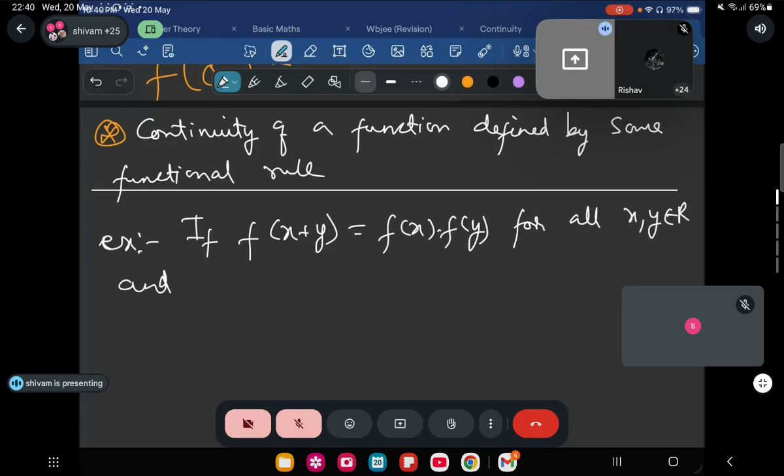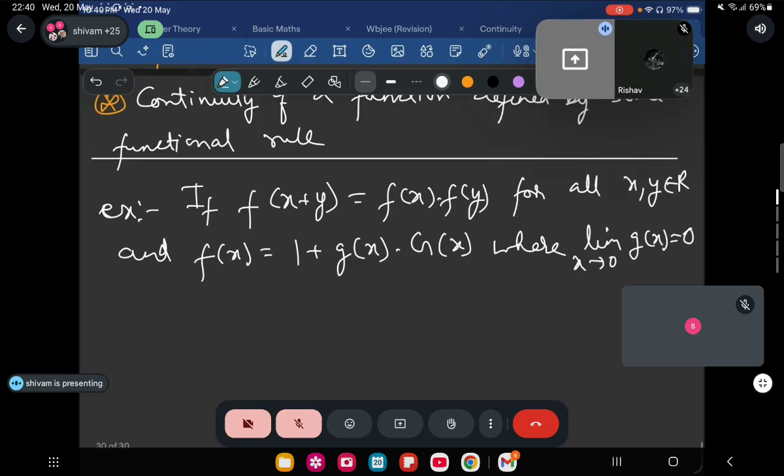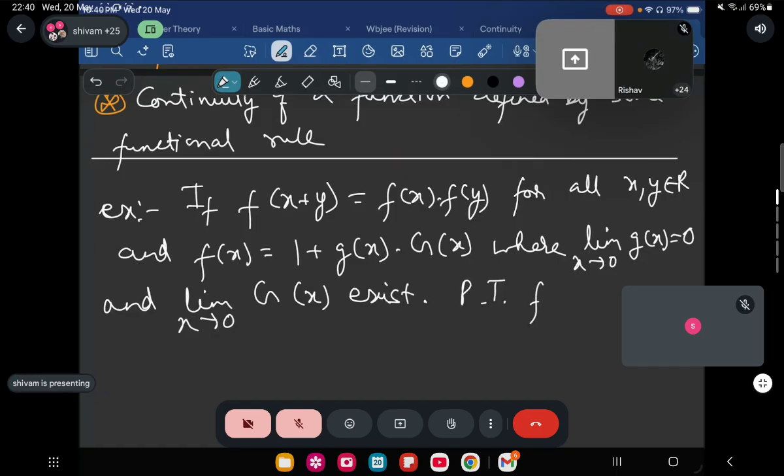And f of x equal to 1 plus small g of x into capital G of x, where limit x tends to 0 of g of x equals 0, and limit x tends to 0 of capital G of x exists. Prove that f of x is continuous for all x.